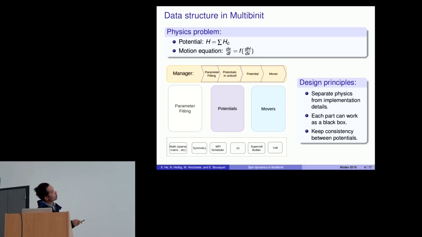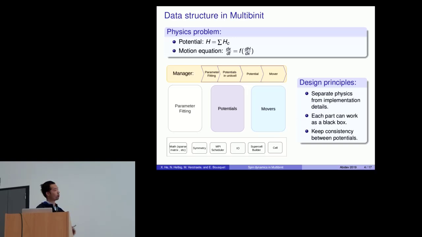the second design principle is that each part should be able to work as a black box. So, for example, if we add SCALE-UP as a new potential, we don't have to know every detail about all the other potentials, and when we add it, it should just work. And for example, if we want to add a new mover, like we want to use an external MD library, we can just put it there, and it should work.